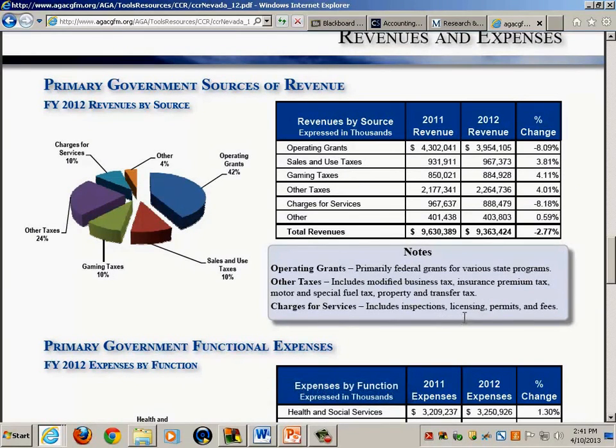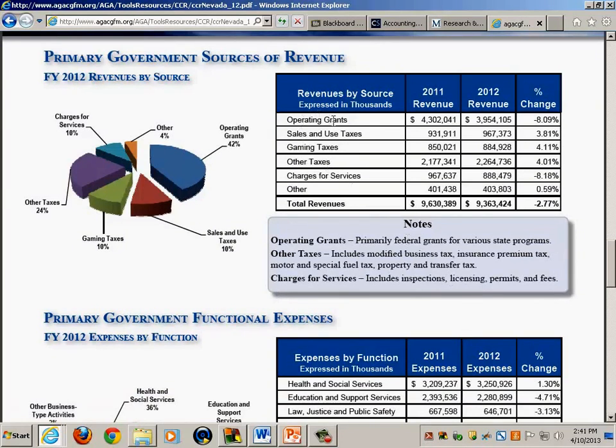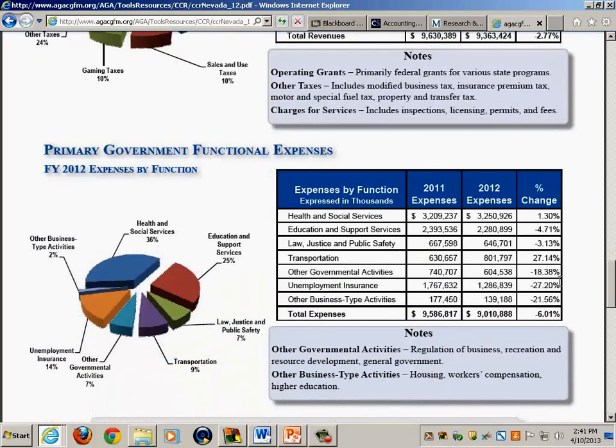generate those performance measures. And you see here operating grants, how they have changed: sales and use taxes are up 3%, gaming taxes up 4%, other taxes up 4%, charges for services down 8%, and other, a 1% overall decline in revenue of 3%. And expenses by function are down by 6%. So revenues are down 3%, but their expenses are down 6%.